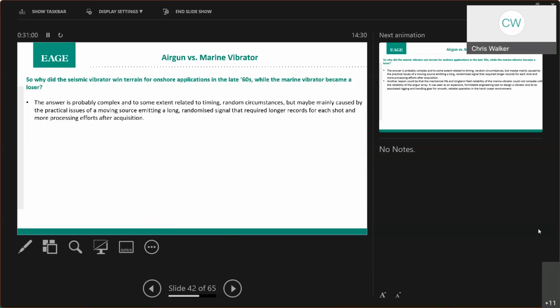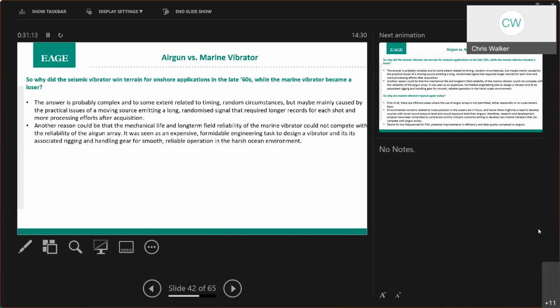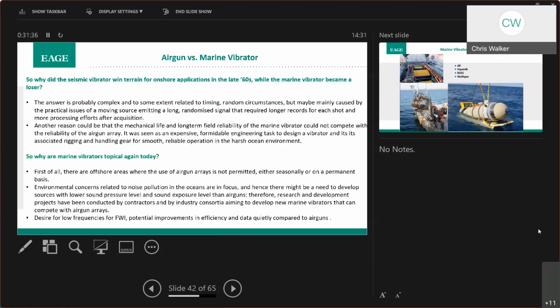So why did it not work in the late 1960s? I think really you had two major factors. One was the practical issues of having a moving source with a long randomized signal. You needed to have long record lengths, shot record lengths, in order to get the energy into the ground. There was obviously a lot more processing required. I think what we've seen also was that the reliability of the units was questionable. So there were two aspects: a practical logistical aspect and the operational efficiency.